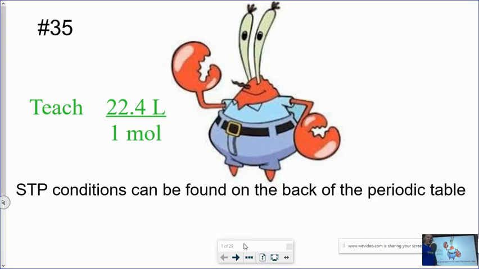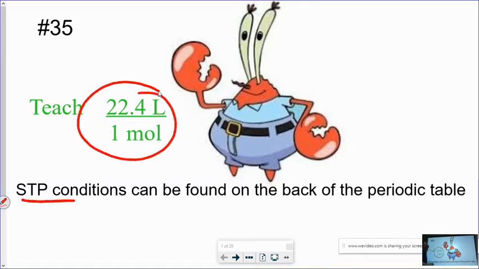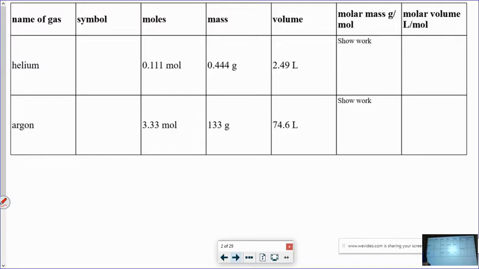Hello everyone, today we're going to be going over the 35s. The new thing that we're going to be adding today is this step into your problems. Right down here I said we're going to talk about STP conditions. They're found on the back of your periodic table, and I'll show you where those are as we are going along. So we're first going to do a little bit of math up here. It's not going to be too strenuous on us.